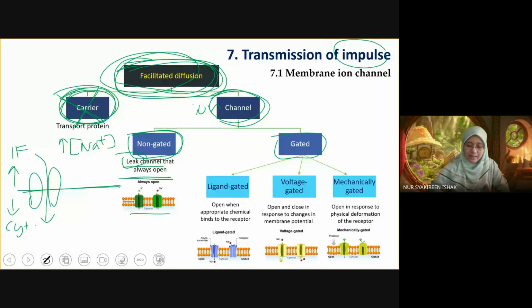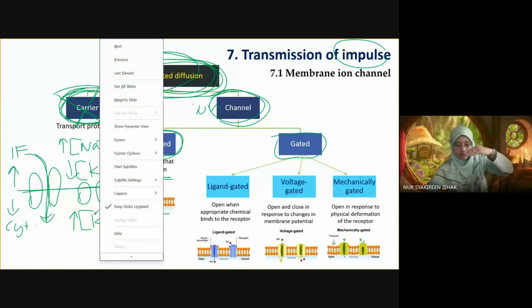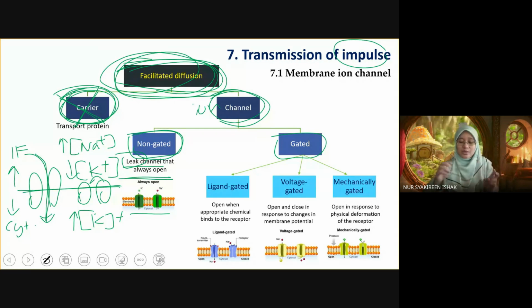The same goes for potassium. Outside it is low, but inside the concentration of potassium is high. So in this case, potassium diffuses from inside, from high concentration, to the outside. The movement is always down the concentration gradient using the leak ion channel. It is non-gated, and it causes ions to diffuse down the concentration gradient. But for the gated ones, we have three types of gated channels.